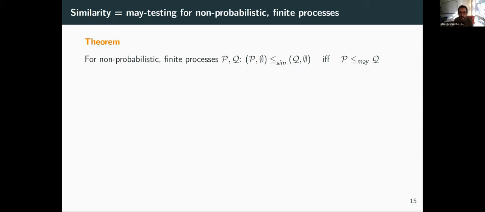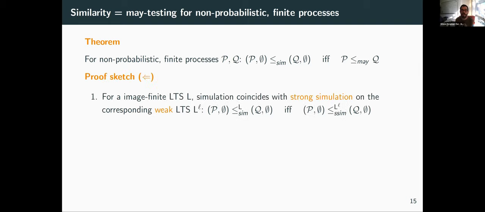So I will go a little bit more into this result, because I think it's a really interesting insight, saying that if we take non-probabilistic finite, so without replication, processes P and Q, so this is basically the class that DeepSec is working on, then P simulates Q if and only if P is in the may testing pre-order with Q. And the proof is actually conceptually quite simple. So it's basically a three-step proof.